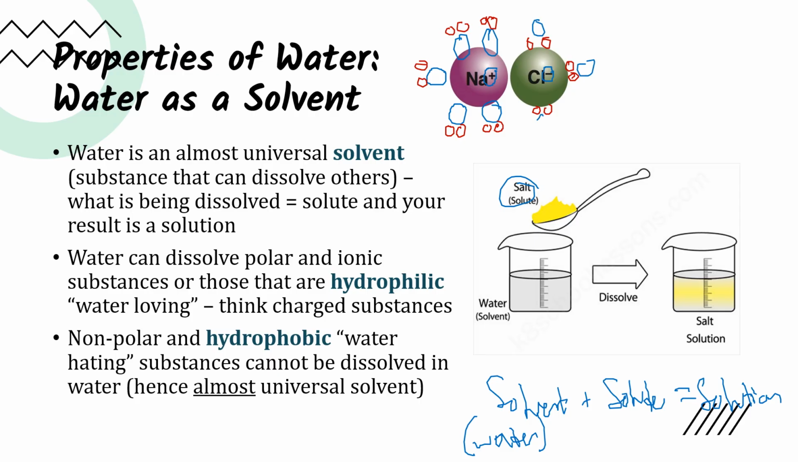And what's going to happen is we're going to have water molecules surrounding both of these ions, but because they're surrounding them in opposite directions, what's eventually going to happen is that these two ions are going to split up. The bond between them is going to be cleaved. And that's why when you put salt in water, it's going to dissolve and create a salt solution.